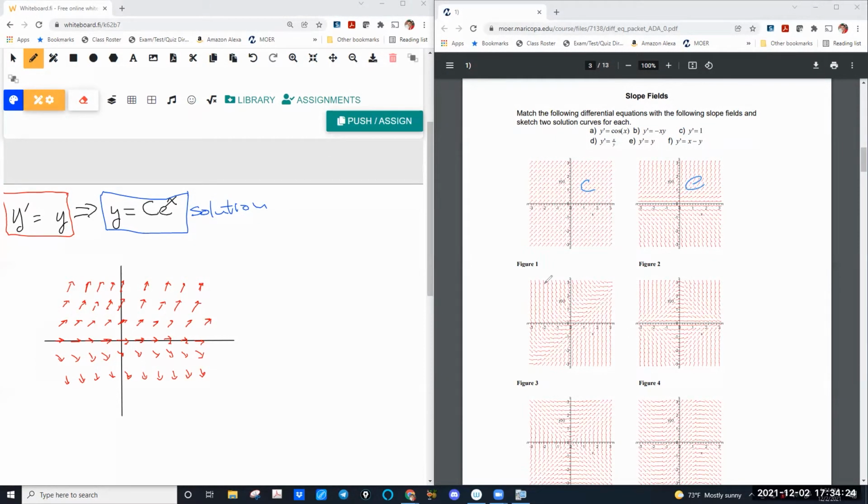What about figure 3? This is a little bit tougher one. What did you guys think on this one? I like it, guys. Yeah. Perfect. Because notice what happens.